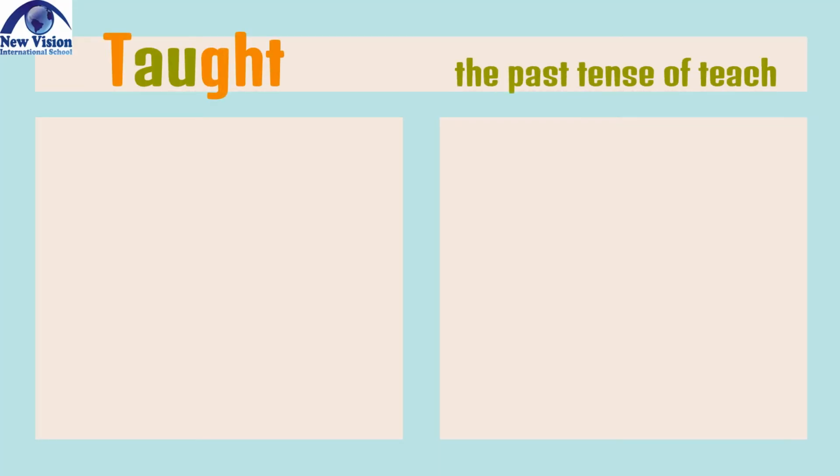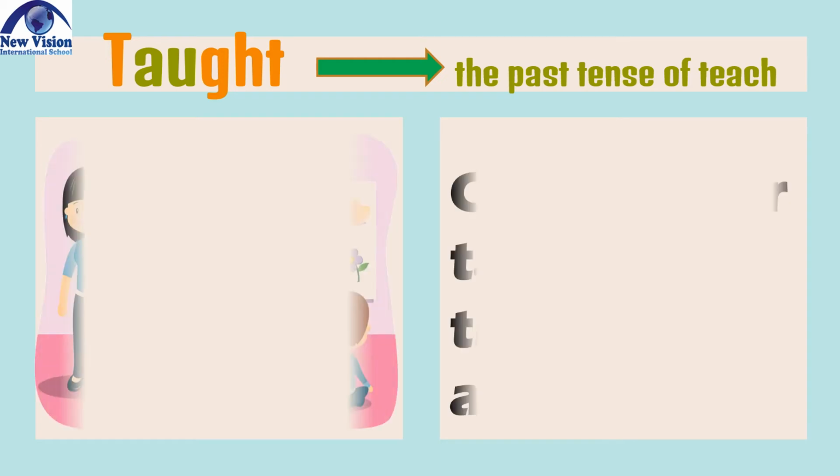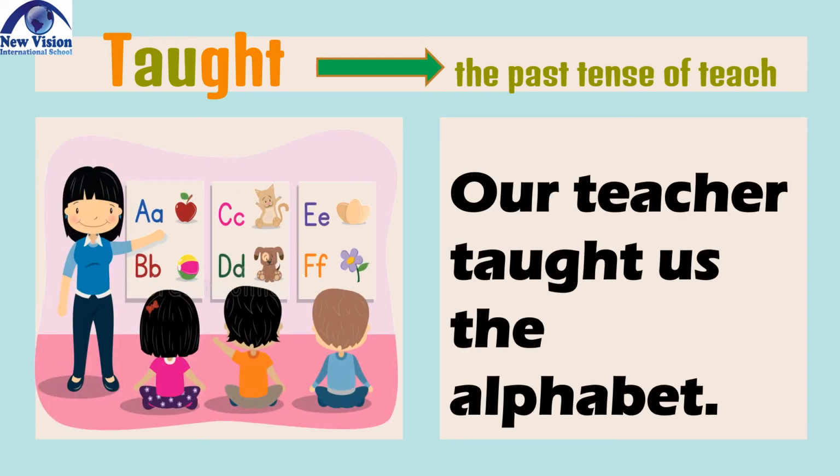Now we have the word taught. Taught actually is a verb. Taught is the past tense of teach. Our teacher taught us the alphabet. Now, my dear students, where is the vowel pattern which makes the sound O? Very good. It is the AU, taught.